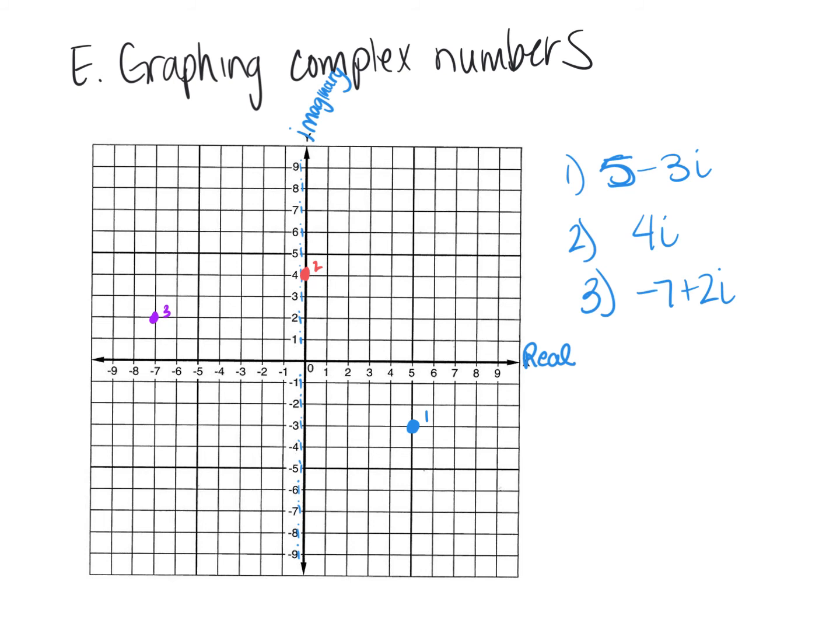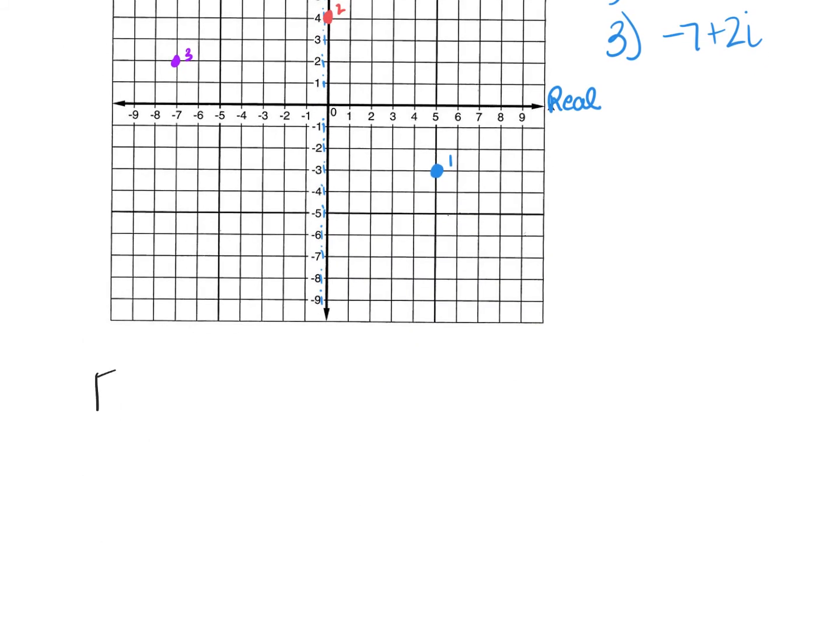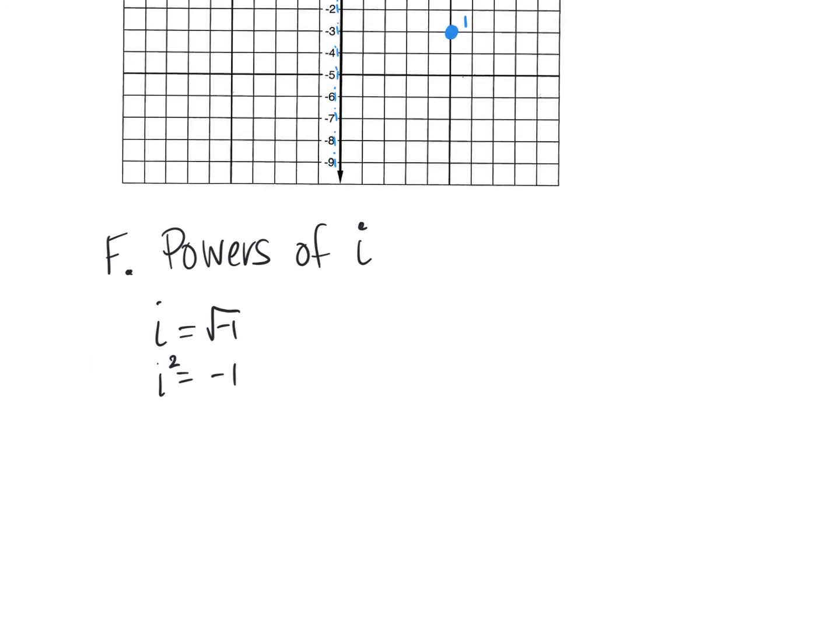Okay, and then the last thing is powers of i. Remember, i is the square root of negative 1. We said i squared is negative 1. i cubed is negative i. i to the 4th was 1. We did this when we talked about i. The reason i to the 4th is 1 is because i squared times i squared, negative 1 times negative 1, is positive 1.